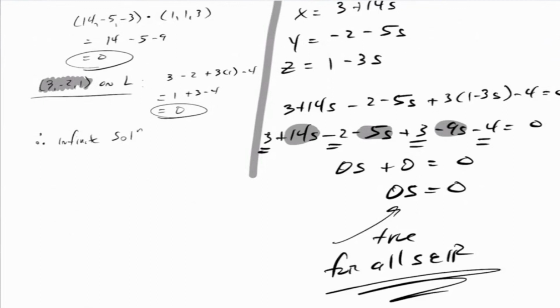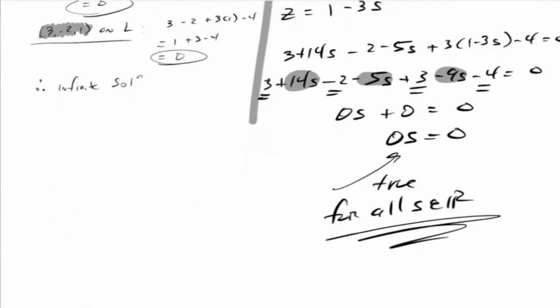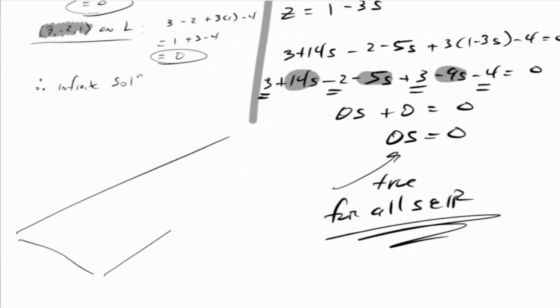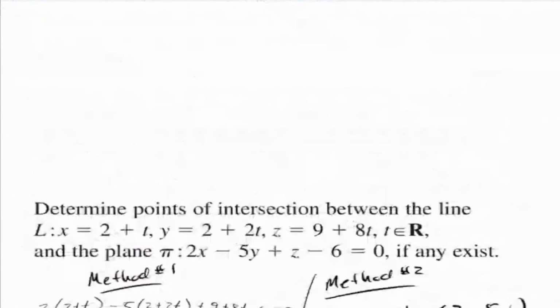You'll end up getting 0 equals 0, which means any parameter you choose, if I let s be 1, pi, root 2, or a half, doesn't really matter, you'll get a point on the line. So therefore what we have here is infinite solutions. The line is on the plane. All right, that's our lesson on intersections of lines with planes.